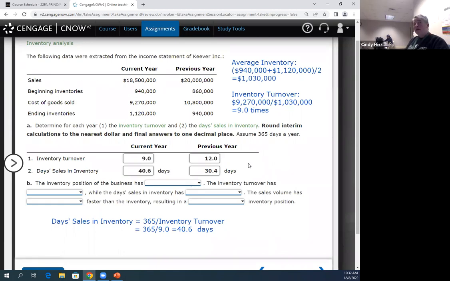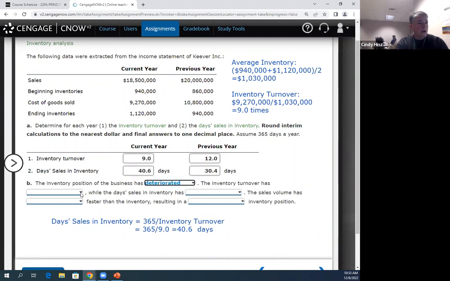So now we have something we can compare that 40.6 to, and we can see, to answer the questions from part B, the inventory position of the business has deteriorated. It's taking them an extra 10 plus days to sell their inventory. From a liquidity standpoint, that's not a good thing. They're holding on to their inventory for 10 additional days. That means 10 additional days that they've already paid their supplier, and the inventory is sitting there in their store or whatever, not improving in quality and incurring inventory carrying costs.